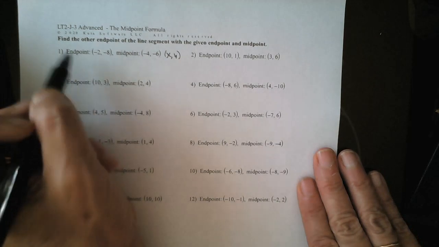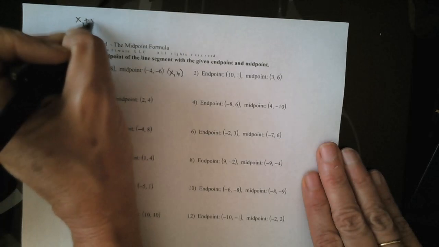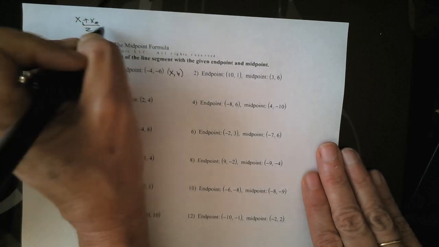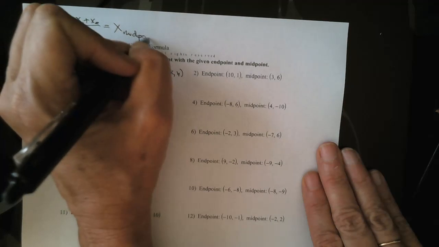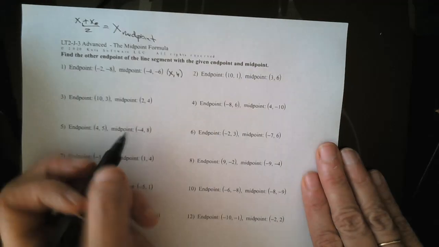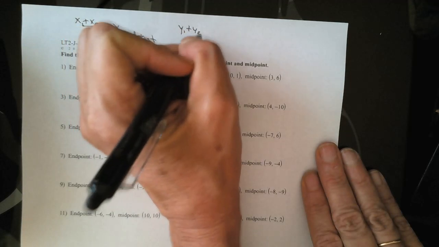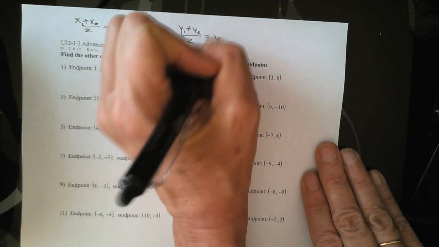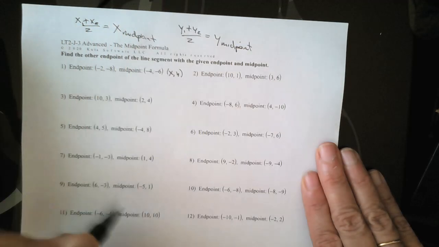But check it out. We know from the formula that you add the two x's and divide by 2. That gives you the x of the midpoint. And if you add the y's and divide by 2, you get the y of the midpoint. So that's going to make us two simple little equations here.